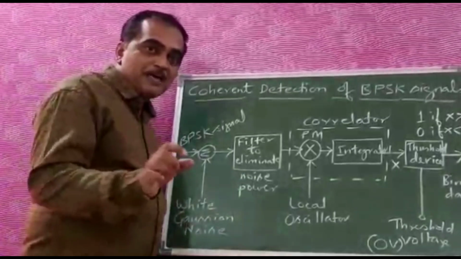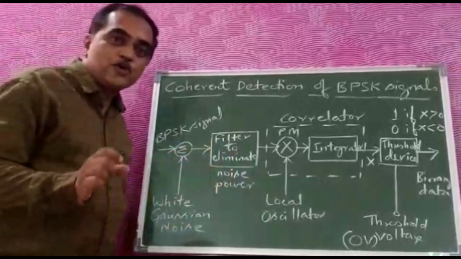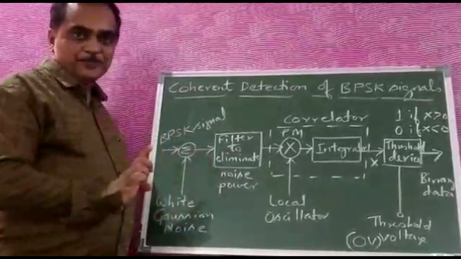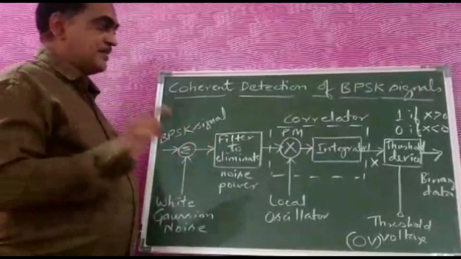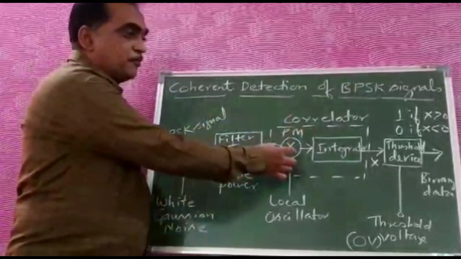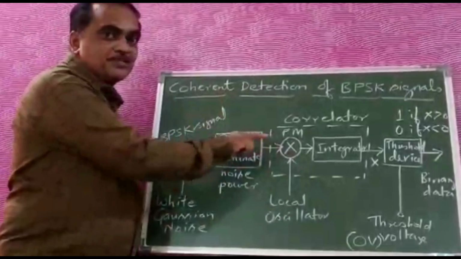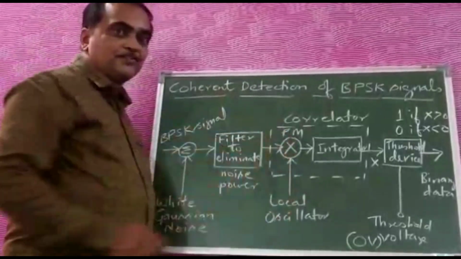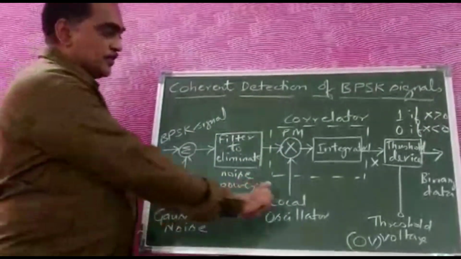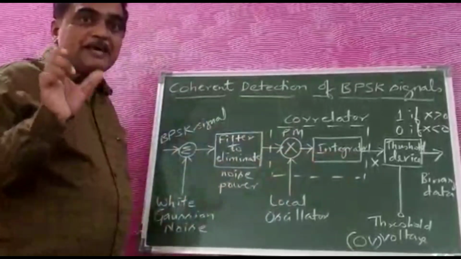The first thing we should have is the filter. The filter is a circuit first to eliminate the noise power. Whatever noise is added during transmission, it is going to eliminate. After that, the BPSK signal will go to a circuit called the correlator. This circuit will first consist of a product modulator. The product modulator will have two inputs. One is the BPSK signal and one is the local oscillator signal, which is in phase with a carrier which is carrying logic 1.